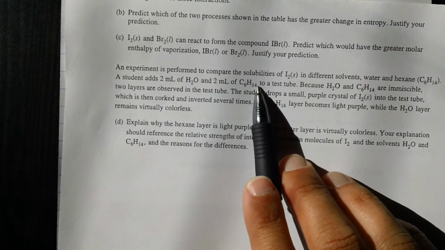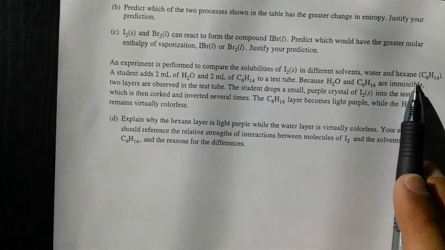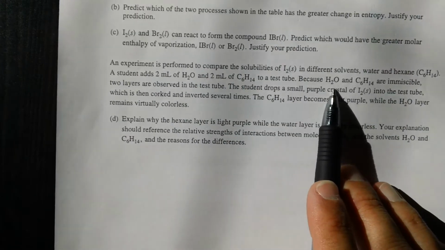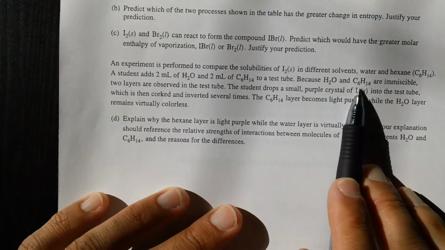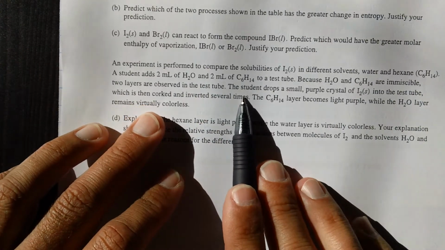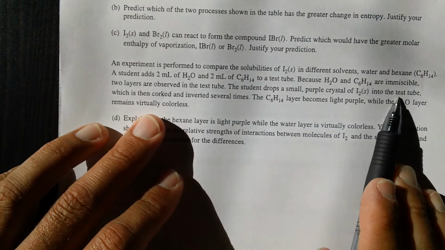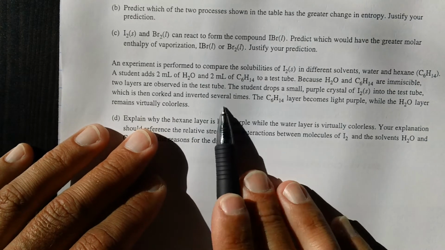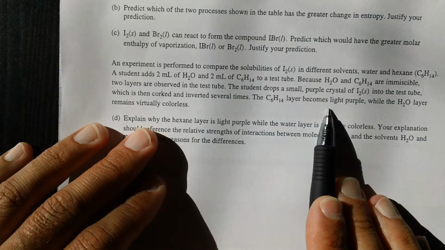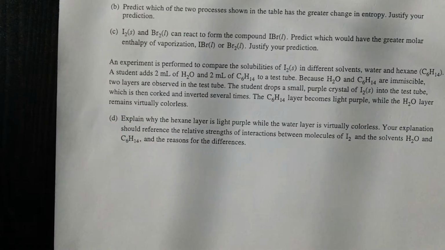Experiments performed to compare the solubilities of iodine in different solvents, water and hexane. Student adds 2 mL of water and 2 mL of hexane to a test tube. These guys are immiscible. That means they don't dissolve in each other, so we see 2 layers in the test tube. The student drops a small purple crystal of iodine in the test tube, which is then corked and inverted several times. The hexane layer becomes purple, while the water layer remains virtually colorless.